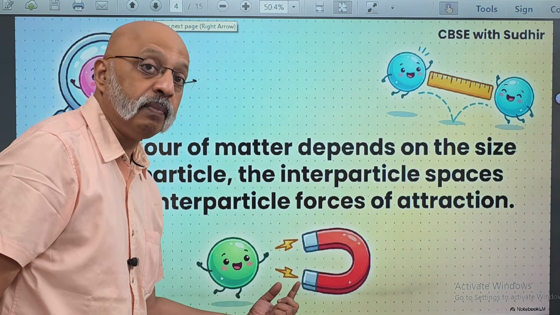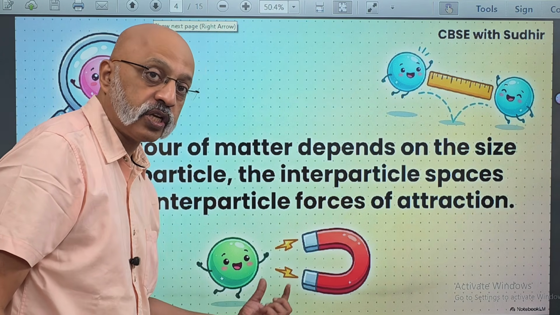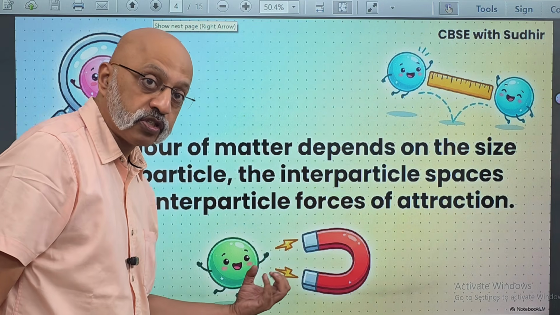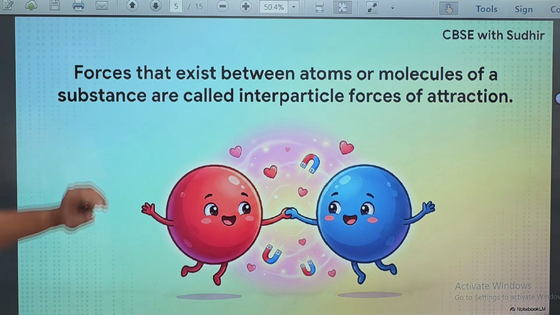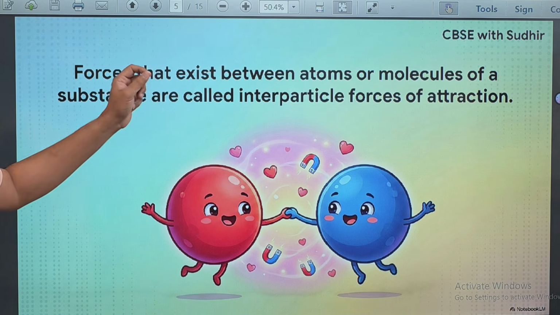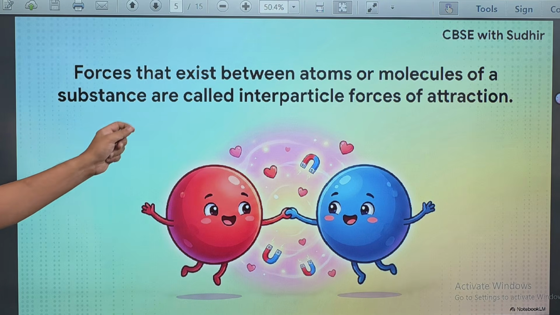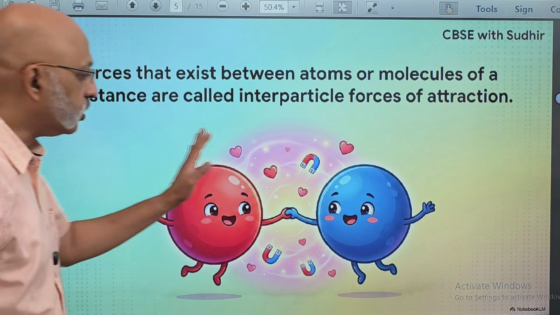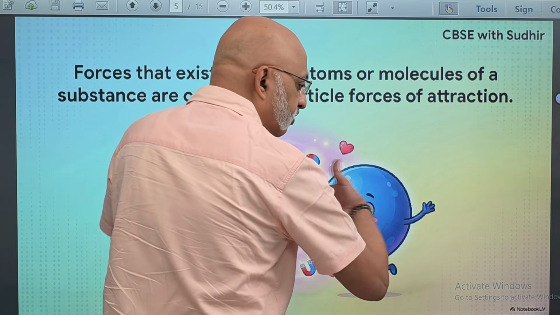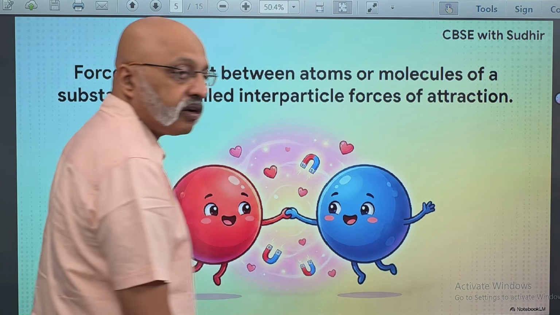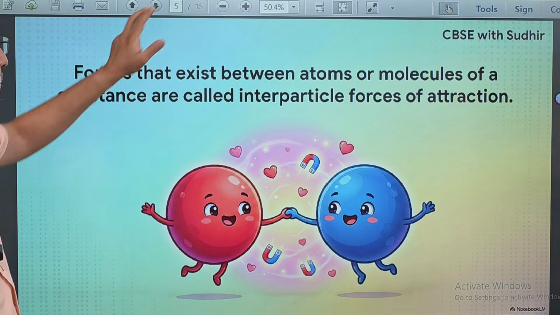It does not necessarily mean magnet, but the magnet has been used in the illustration to show the forces of attraction. Now I'll explain it to you. Forces that exist between atoms or molecules of a substance are called interparticle forces of attraction. This is the definition that you need to remember.